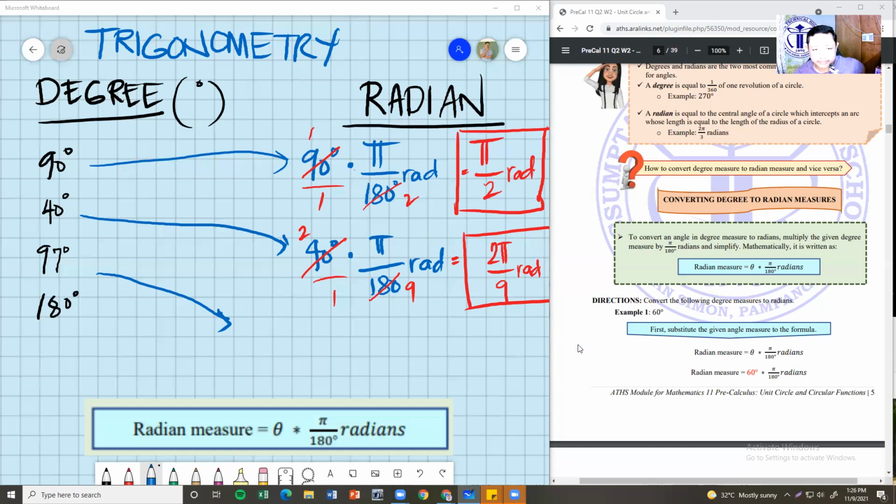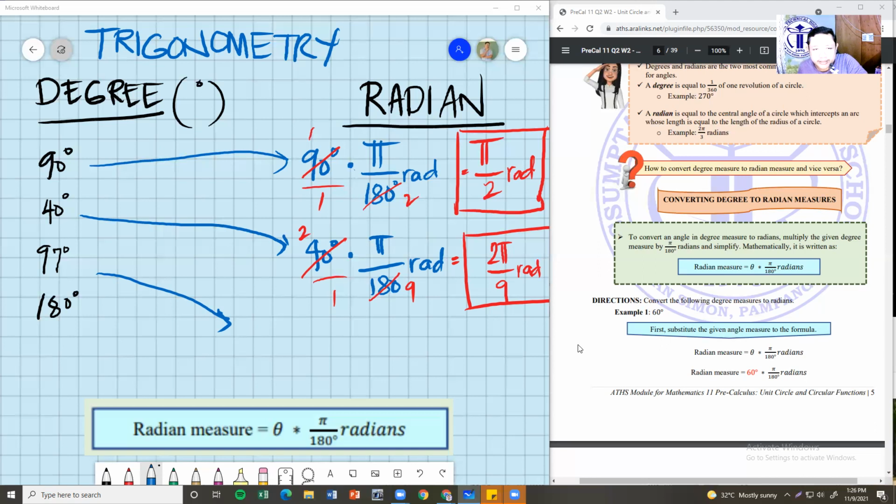What about the rest? Still waiting for the rest. What is the radian measure of 97 degrees? Some might be having a problem solving this because they cannot find a common factor that will simplify them both. If that's the case, don't problemize it masyado. Kung hindi nyo siya masisimplify, that's it. Don't worry. Okay, type your answer in the chat box, please.